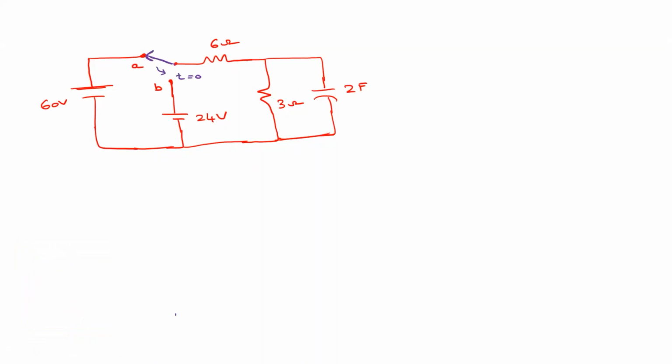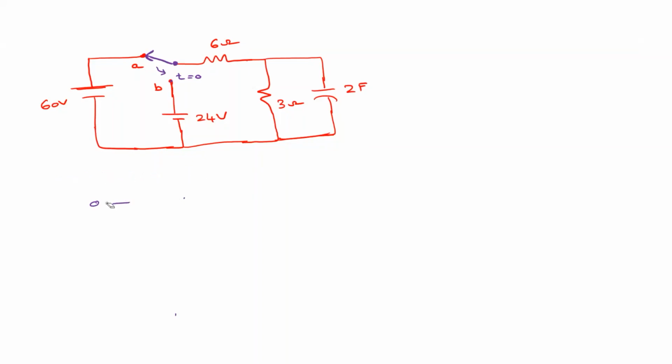At t equal to 0. So initially the switch is connected at point A. Now at t equal to 0, the switch is moved and it is connected to point B. Right? So that is its meaning. So from minus infinity to 0, the switch is at A. From 0 onwards, the switch is connected to B. Right? So that is its meaning.